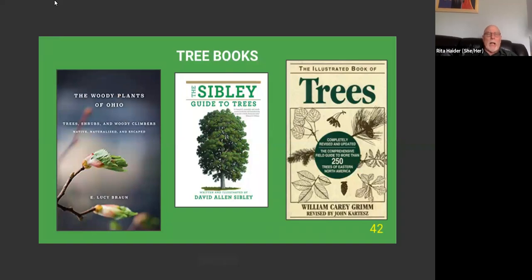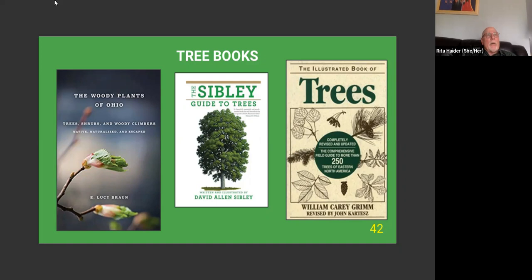Woody Plants of Ohio. This is a large format book by Lucy Braun. This has been in print now since at least the 60s, and this is the Bible to me of Ohio trees. A lot of beautiful line drawings, very detailed. You can see good descriptions of buds. Buds are very good for tree recognition. I'm not real good with buds. Some people know the trees all by their buds.